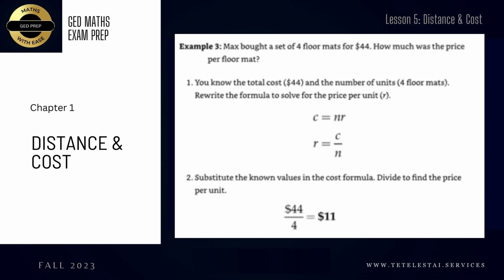So we then substitute the known values into the cost formula. We know that the total price was 44, which is C here. And we know that the number of mats that we bought was 4, which is N here. So 44 divided by 4 gives you 11. Okay. Do you guys have any questions?